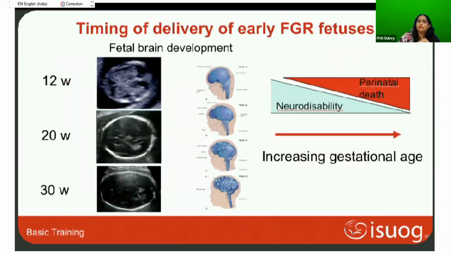So when to deliver these early FGR fetuses? What is the problem in early FGR? From the beginning, they have low growth. So they have low growth potential associated with Doppler changes. So what can it lead to?